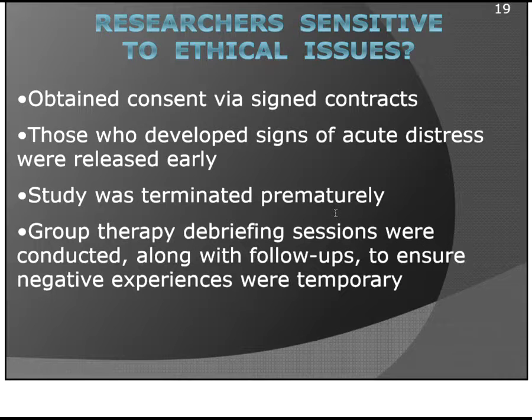I think that's kind of the high points of it. And so you guys could read more in your textbook, all the finer points, and watch the Stanford Prison Experiment.